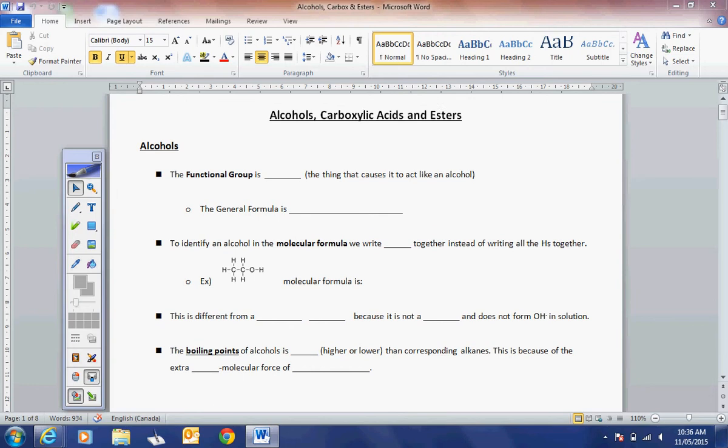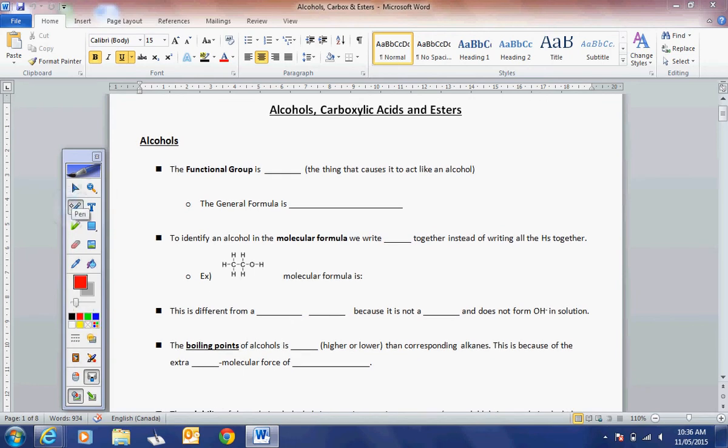Okay, so ethanol, oops, let's see if I can get a lighter. Ethanol, maybe not today.